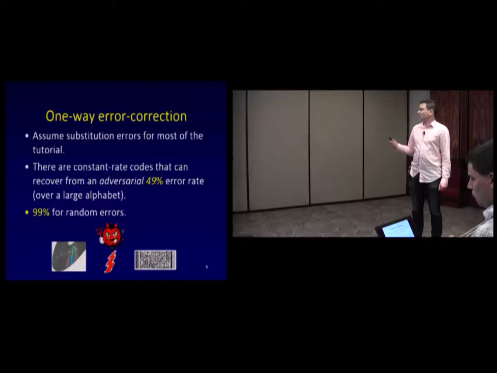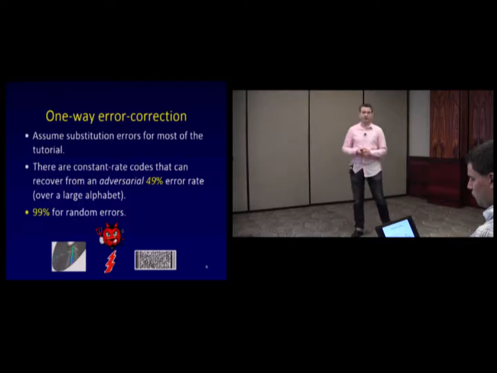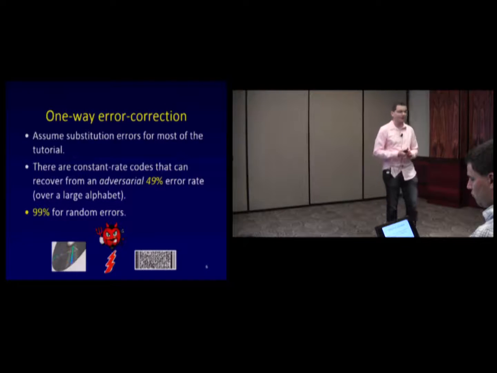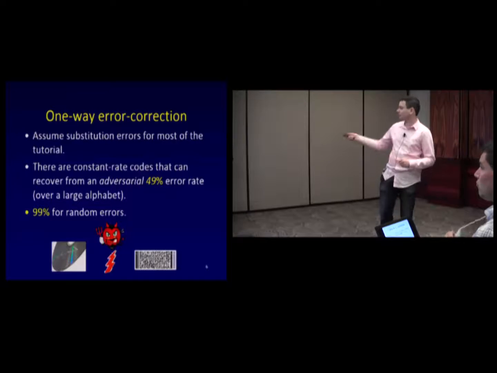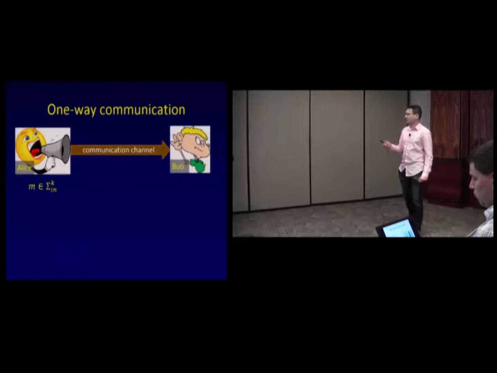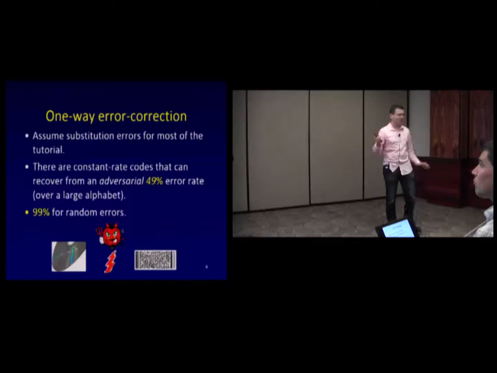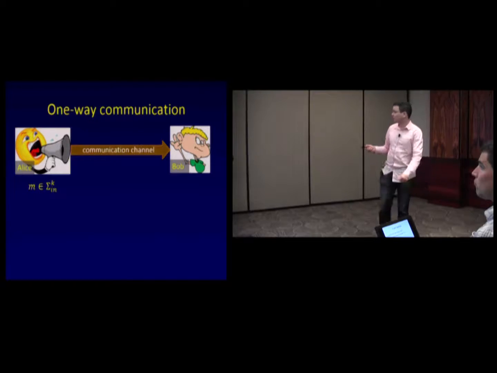So in the one-way world, there are constant-rate codes that recover from an adversarial error rate over a sufficiently large alphabet, and you can recover essentially from any rate for random errors, and you don't even need a large alphabet. Okay, so that's the picture in a nutshell. This is not completely obvious, but constructing such codes is actually not that easy. Proving that they exist is not too bad. I think it could be an exercise in combinatorics.